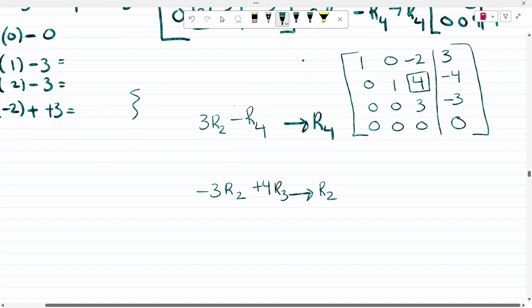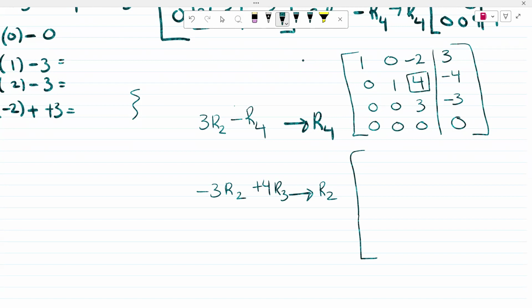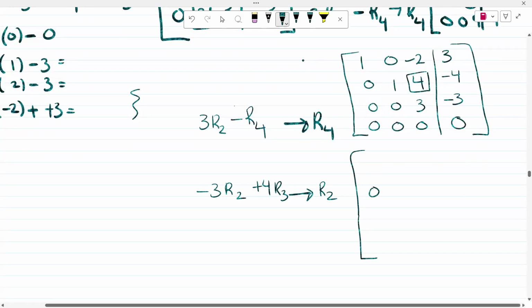Okay, so the first number in row 2, you can pause this video and do the work as we go, but I already have the answer, and so this would be 0, -3, 0, straight line, 0, and then this stays the same, so it's 1, 0, -2, 3, and then this is 0, 0, 3, -3, and it all becomes 0.